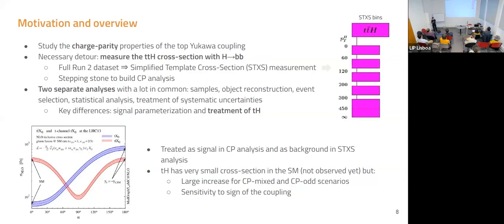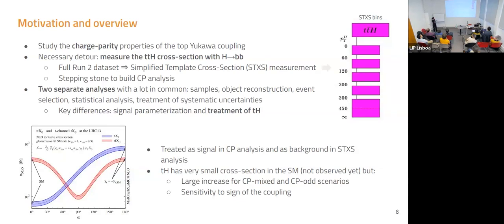So the main goal of my work specifically has always been to measure the charge parity properties of the Yukawa coupling. But first we need to take a bit of a step back, a detour, to measure the cross-section of TTH with Higgs to BB. And as I said, we now do this in bins of the transverse Higgs boson momenta in the STXS framework. The reason for this is because we have access to a lot more data. We have the full run-2 dataset, so we can do more granular measurements. And then it's also an important stepping stone on top of which we can build the CP analysis.